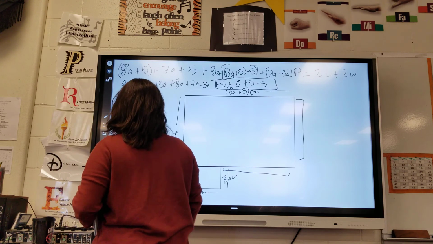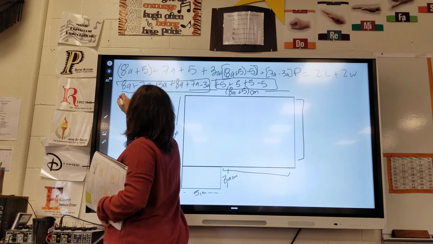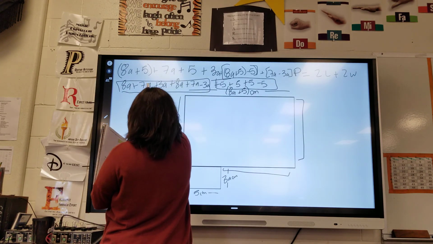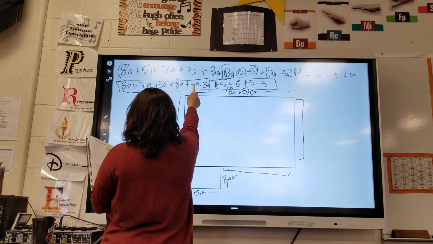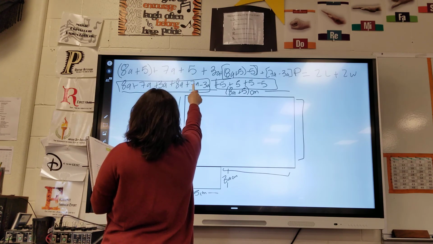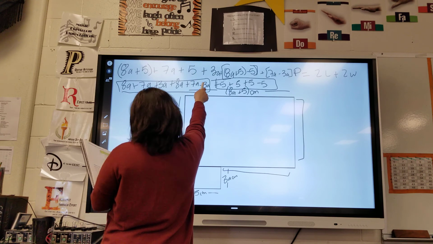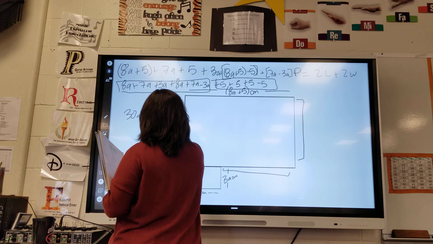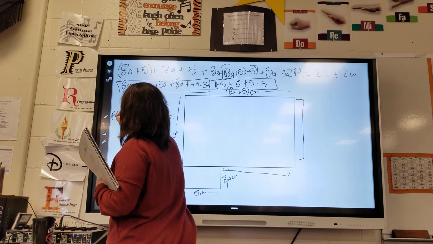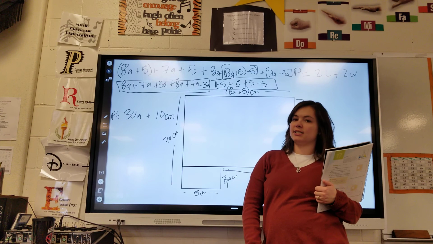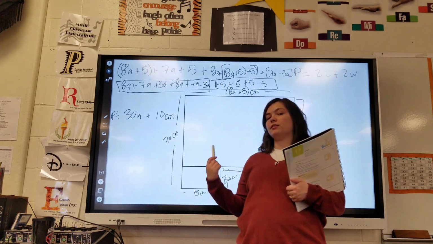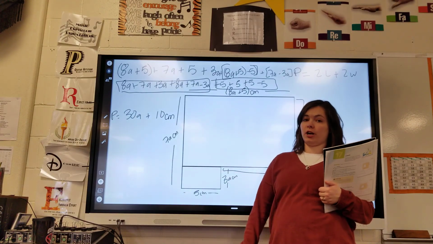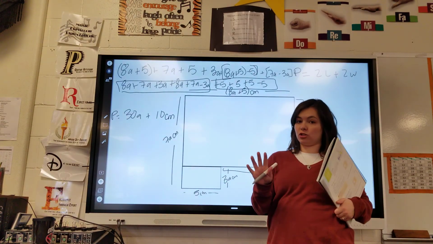Now let's focus on our a's, okay? 8a plus 7a plus 3a plus 8a plus 7a is all going to be 33a. So then we're going to subtract 3 and get 30a. This is the perimeter. Why did I not put 30 and 10 together? Well, the a's are separate than the numbers, so I can't put them together. But this expression equals the perimeter of this problem. Now, that's just the perimeter.